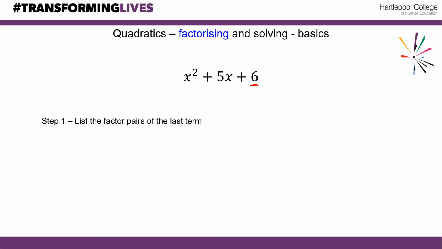Okay, so let's list those out. We have 1 and 6, and we also have 2 and 3. Now I'm keeping these deliberately in pairs, not just listing all the factors.